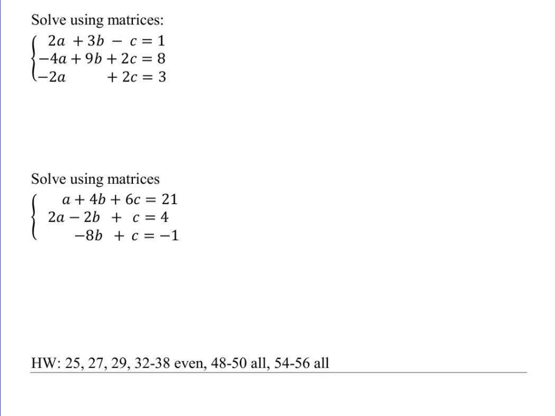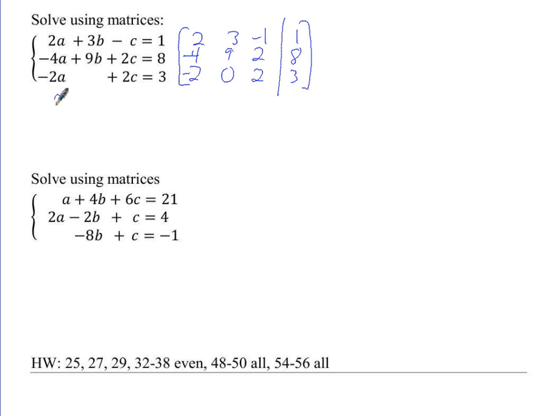I need to start by doing what? So my augmented matrix will be 2, 3, negative 1, 1. And then 2, and then 8. Okay, and then? Good, 0, 2, 3. So it's very important when you're doing this that all your variables match up.